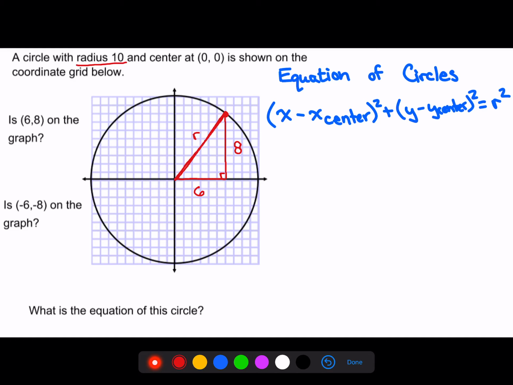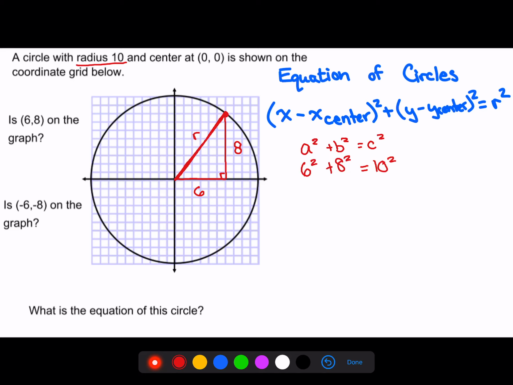So if I have a right triangle and I need to find a missing side, I can use the Pythagorean theorem: a squared plus b squared equals c squared, where c is in fact our radius. We know our radius is 10, so I'm going to plug in 10 squared for c, and then plug in my side lengths, 6 and 8, for a and b. So we're left with 6 squared plus 8 squared equals 10 squared.